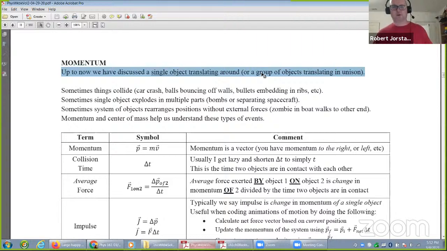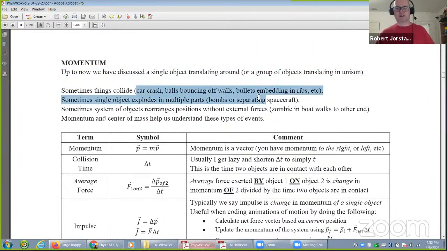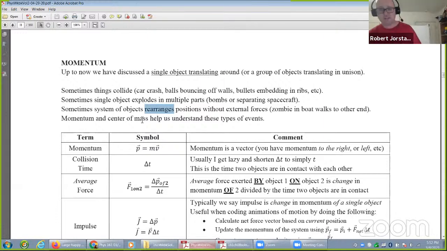Well, in the real world, cars crash, balls bounce off spheres, bombs separate in space, zombies walk in boats. We know these things happen in real life, especially the zombie. But we need to use this new concept, momentum, to address collisions and explosions and rearrangements, and center of mass will also help. So we're finally going to get into some of these big terms.